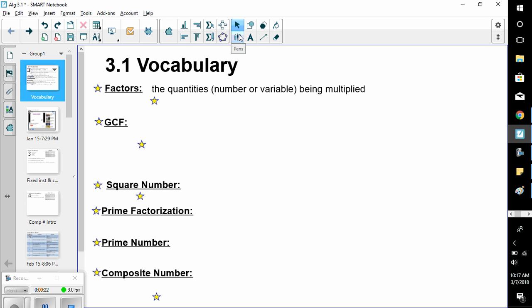Factors are the quantities, meaning number or variable, being multiplied. A factor times a factor equals a product. In the multiplication problem 3 times 4, 3 is a factor. 3 goes into 12 4 times. 4 is also a factor. 4 goes into 12 3 times.